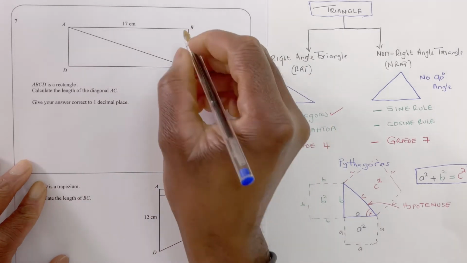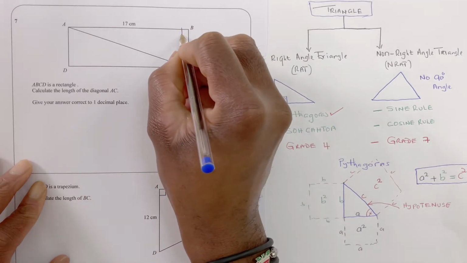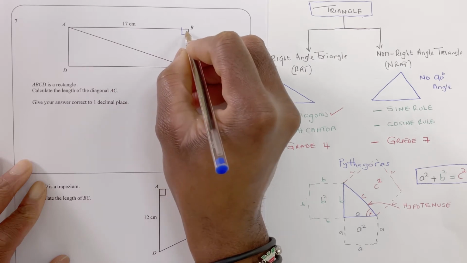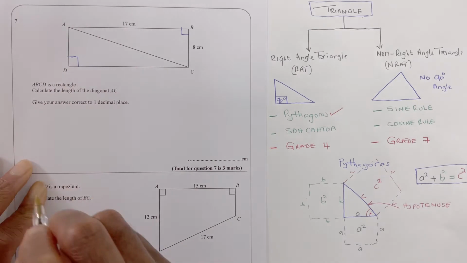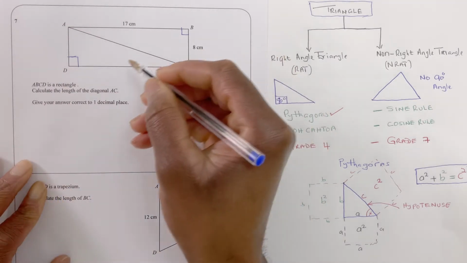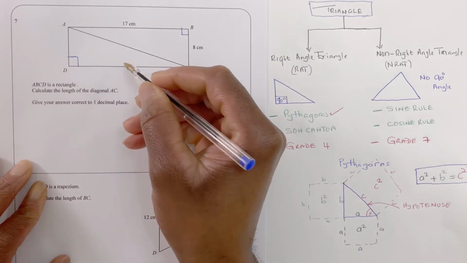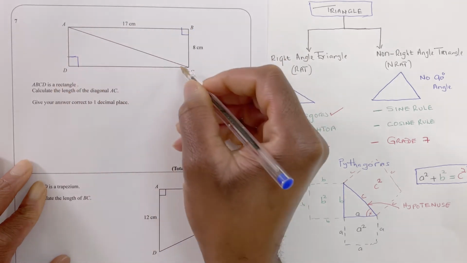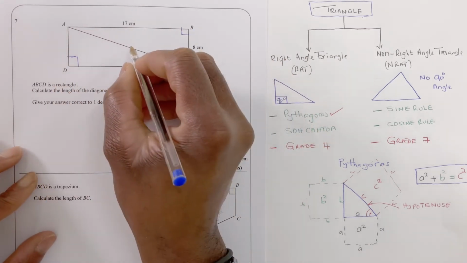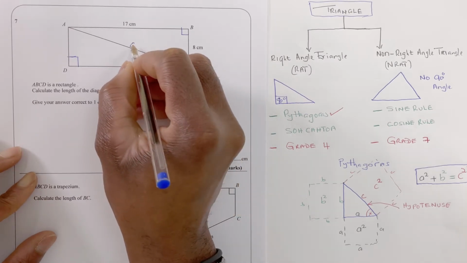It's a rectangle. It means that this is a right angle here. That's 90 degrees. And that's a right angle here, so 90 degrees. So we go to a right-angled triangle here, and we're looking for the longest side here. So this is straightforward. And the longest side here is C.